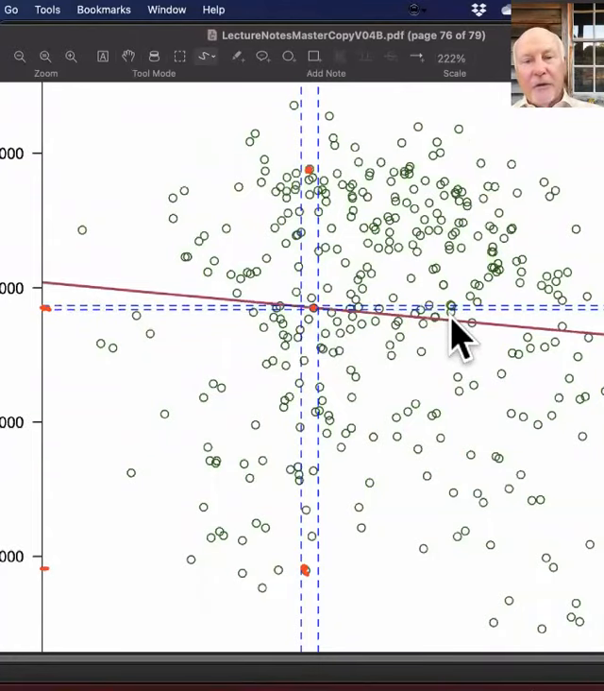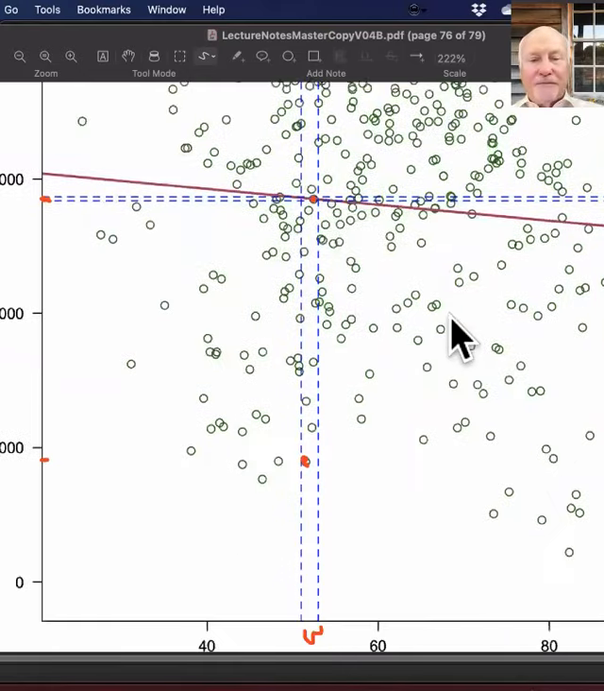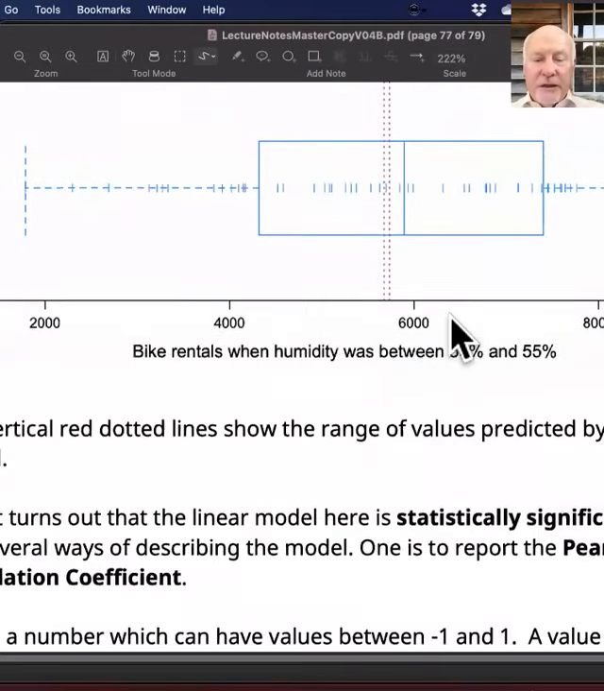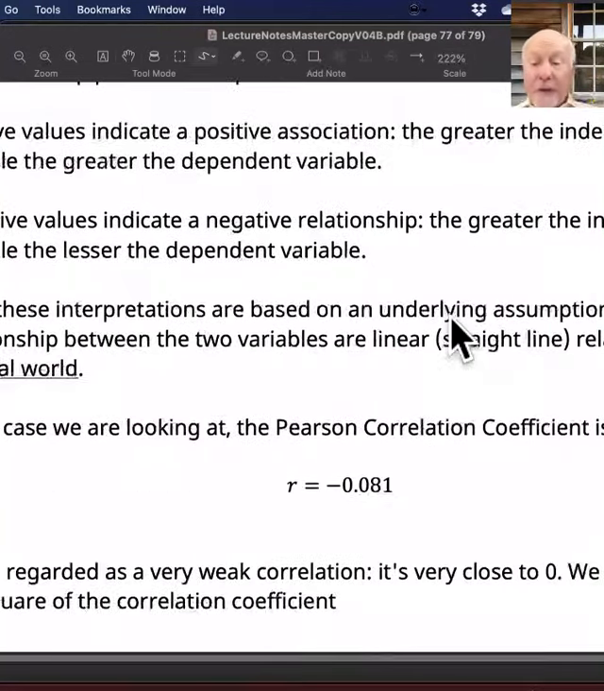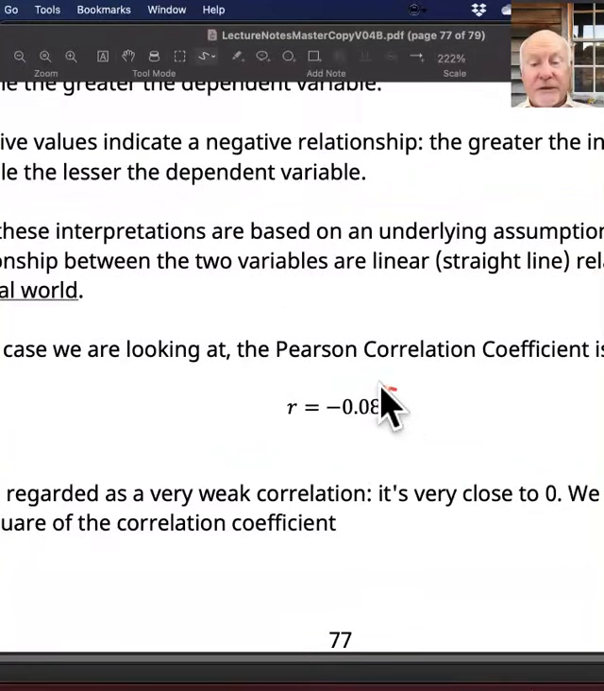If you have a Pearson correlation coefficient of 0, that means there's no association. So in this case, what we actually have is a very small correlation coefficient. It's negative 0.081. So that's regarded as a very weak correlation. It's nearly 0. But it's statistically significant, and this is why that word significant in statistically significant is such a trap, because it suggests to you that there's something important happening here, when in fact there isn't.